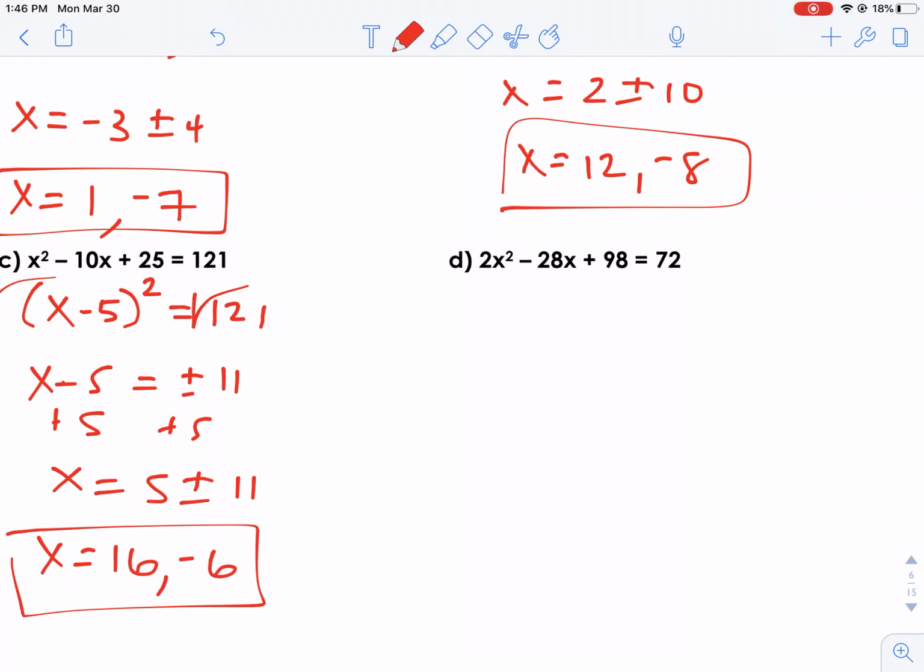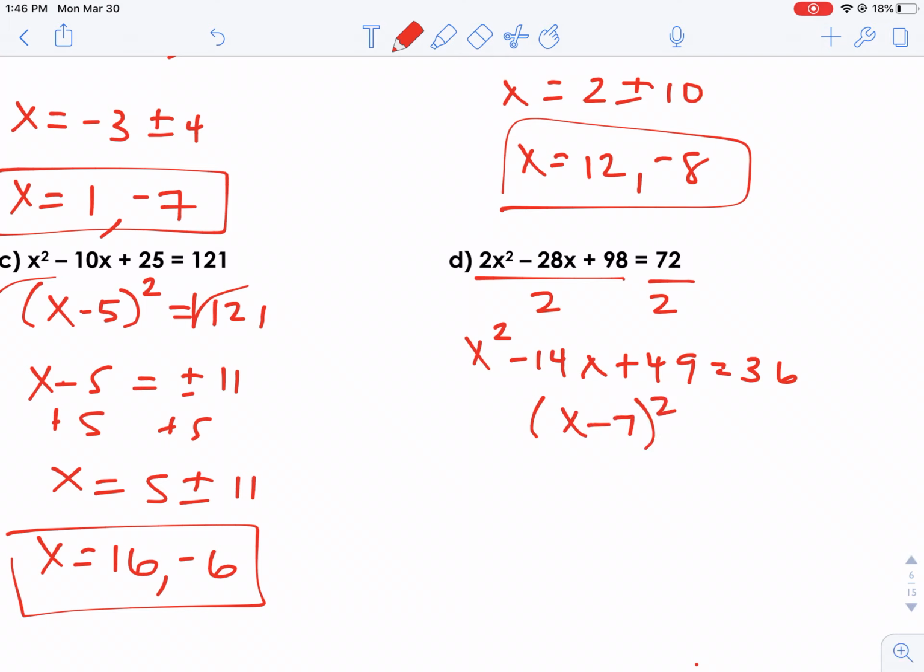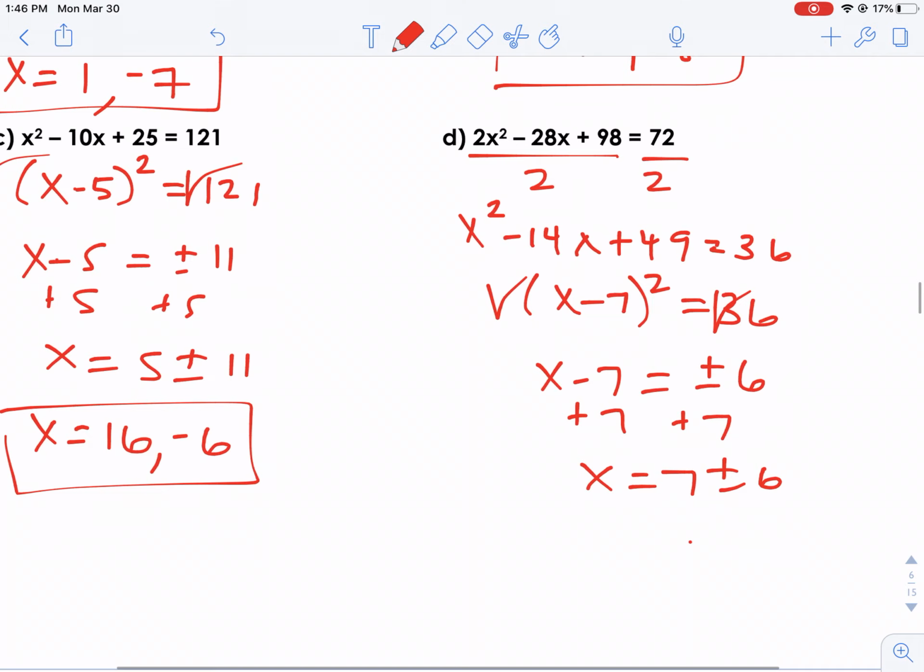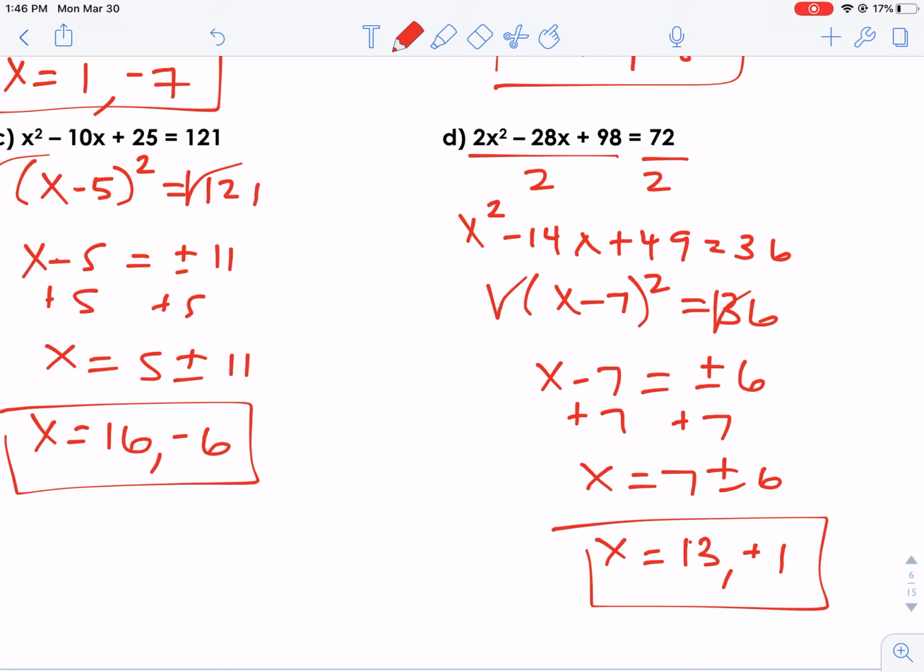All right, for D, we'll notice we have a coefficient of 2, and all of these numbers are divisible by 2, so we can divide both the left and the right-hand side by 2. That leaves us with x squared minus 14x plus 49 equals 36. And this factors perfectly into x minus 7 quantity squared equals 36. We can take the square root of both sides. So we'd have x minus 7 equals plus or minus 6. Add 7 to both sides. And then 7 plus 6 gives us 13. 7 minus 6 gives us, oops, sorry, positive 1. And those are our 2 exact answers.